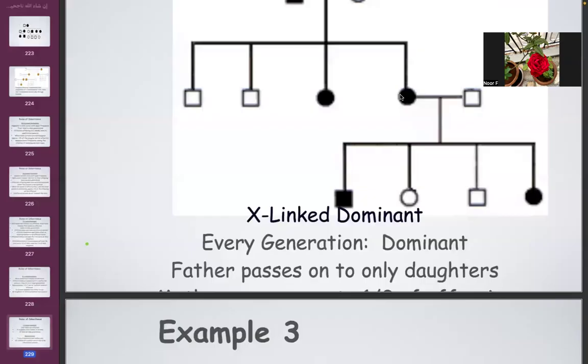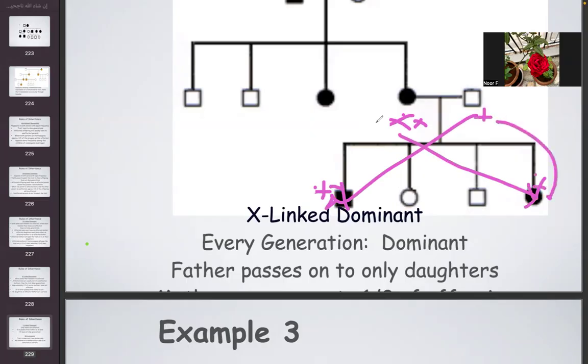Here, since the mother is dominant, so X dot X, there is a probability that the son will receive the affected X chromosome from the mother and Y chromosome from the father, and this daughter here will receive the affected X chromosome from the mother and X chromosome from the father. But these have received normal X chromosomes from both of them.